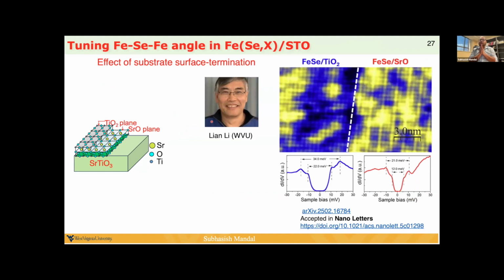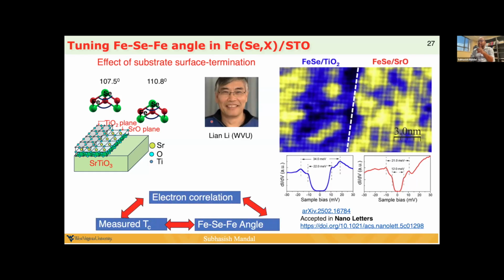Now, this tuning of the angle was very interesting when I talked to my colleague here, who was able to grow FeSe monolayer on different types of substrate and saw that the measured superconducting gap is quite different. Then we computed the angle, and it turns out the angle is also quite different. So there must be a relation between the correlation, the angle, and the measured TC.